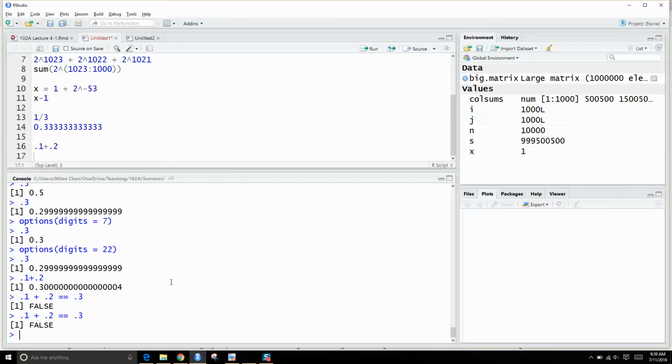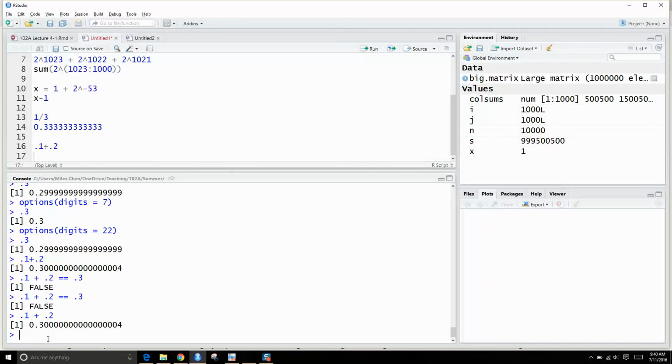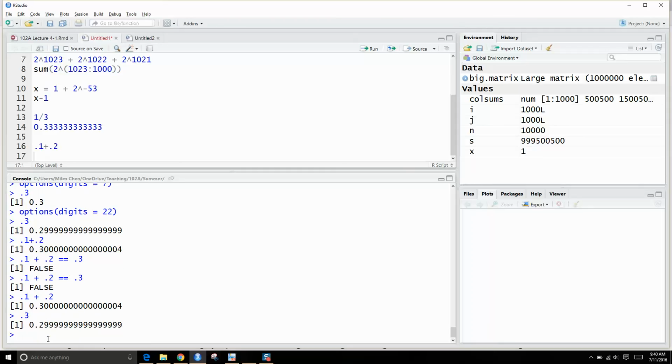If you're not familiar with what's happening inside the machine, this result, it's not an error, it's just a result, can be frustrating because you might not fully understand what's going on. What's going on is that 0.1 and 0.2 are being converted into binary and then returned back into decimal, and you're getting this. Whereas 0.3 is also converted into binary and stored this way, and you're getting a different result. And we can set options digits equal to 7.